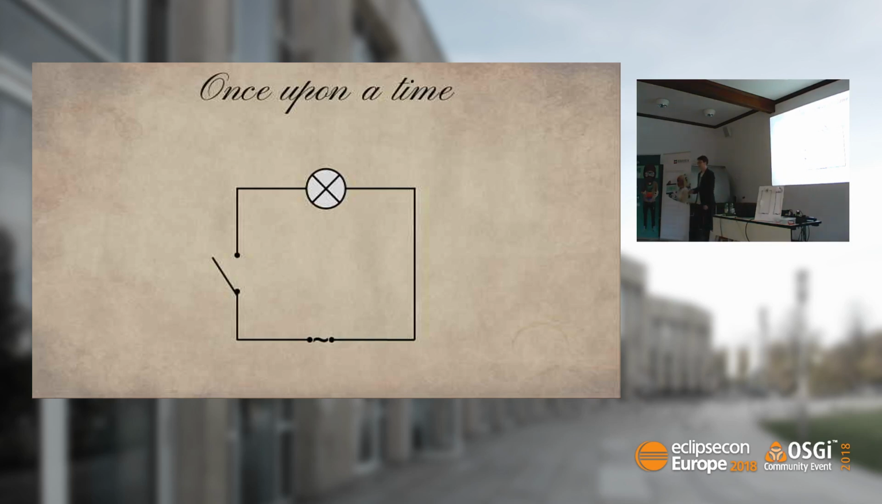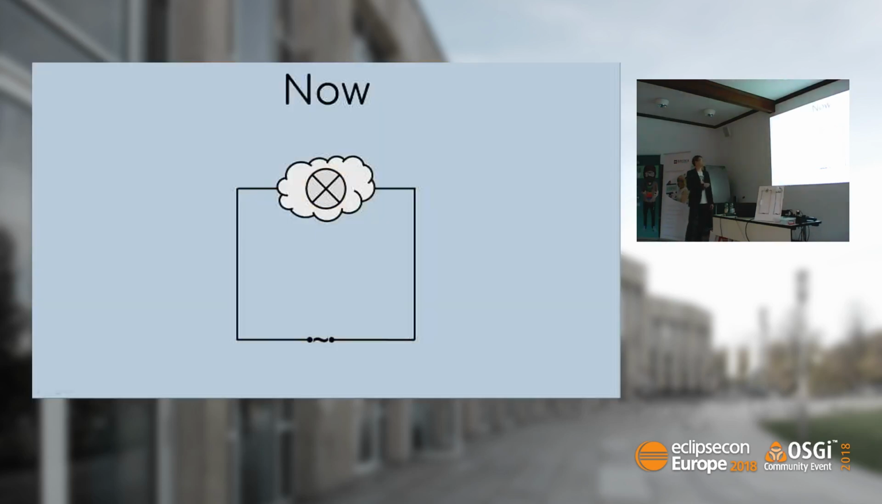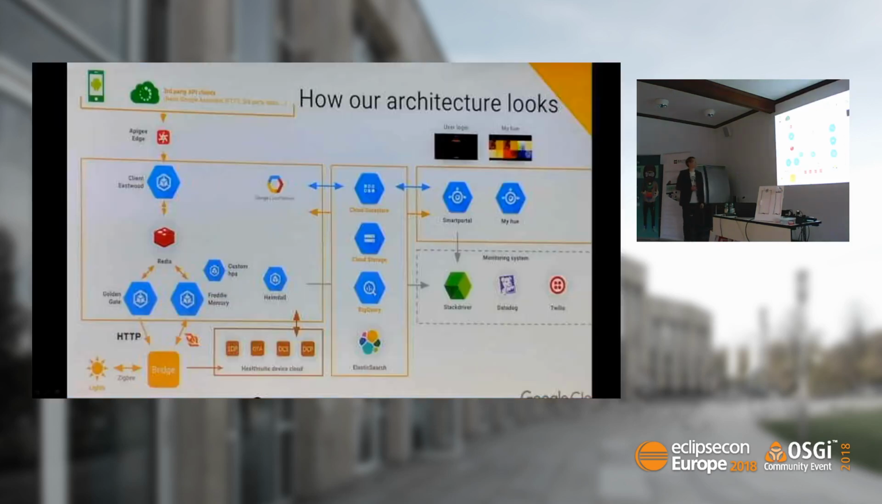Now the good news is we have the IoT. We have IoT light bulbs. Ta-da! No more switches! Awesome. Test cases reduced. That's brilliant. Makes all of our lives easier. That is the Philips Hue architecture.